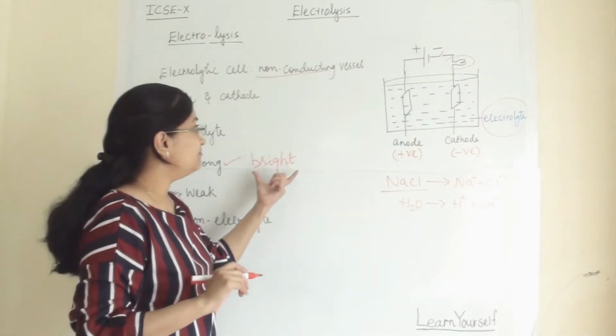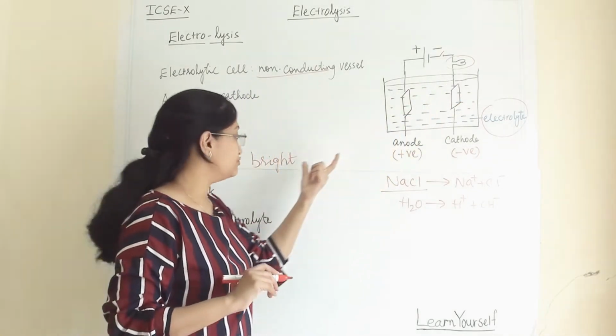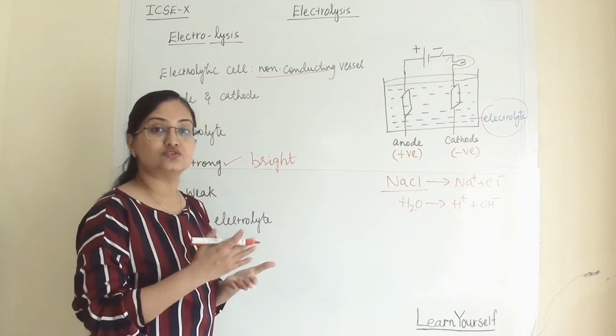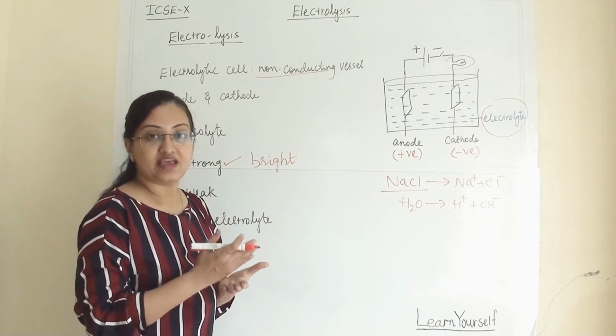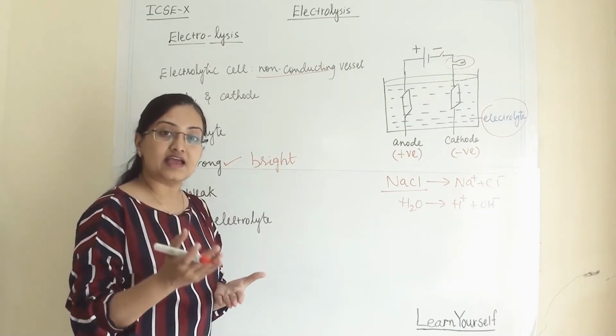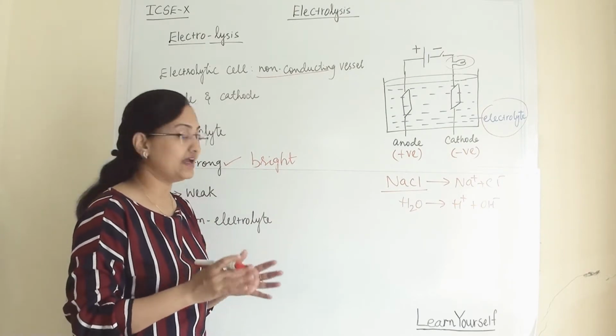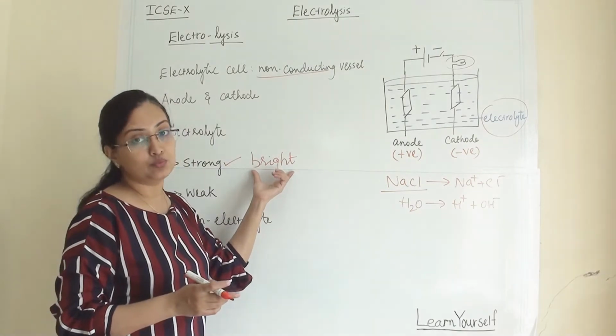So the bulb will glow brightly when we are using a strong electrolyte, because there are so many ions as dissociation products. As the ions increase, the carriers of electricity increase, it will pass more electricity, and our bulb will glow brightly.